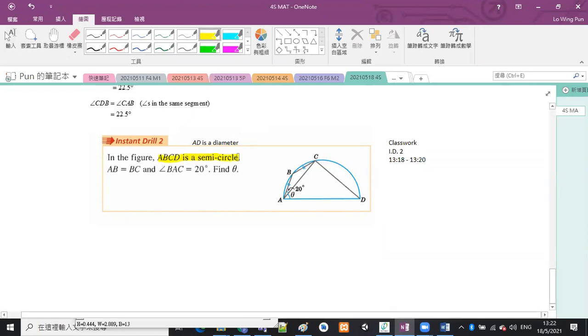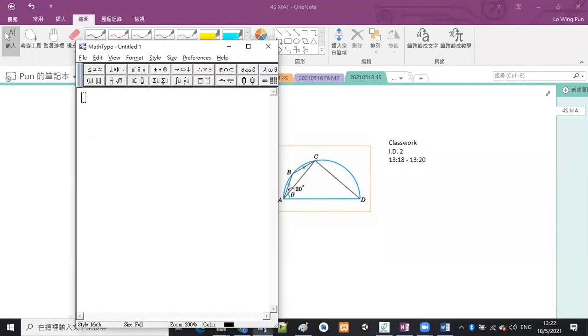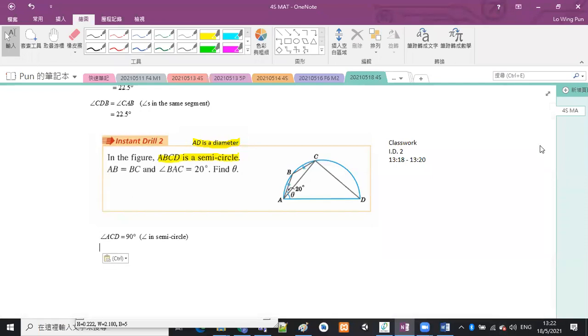So if the question says that ABCD is a semicircle, it actually gives you this information: AD is a diameter, which means that there should be a 90 degrees. So it should be angle ACD. Angle ACD is equal to 90 degrees, and this is angle in semicircle. Let us write this down first and mark it on the diagram.